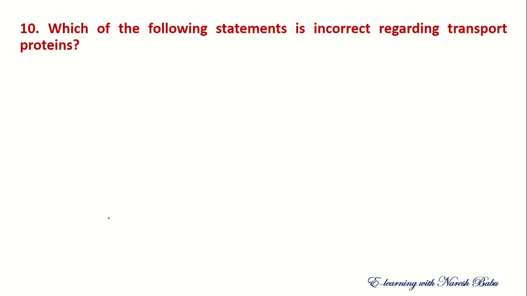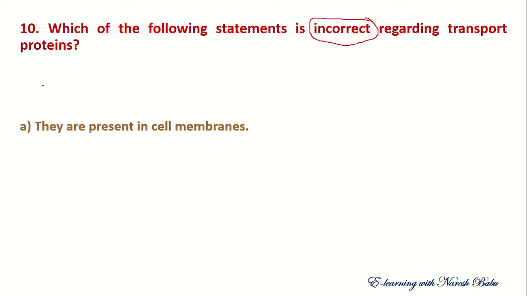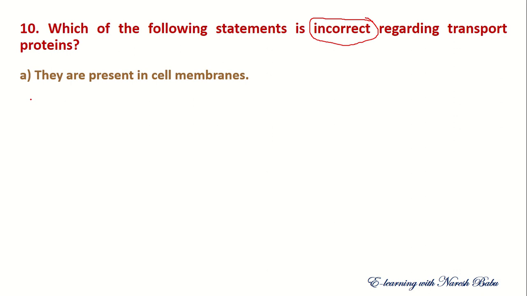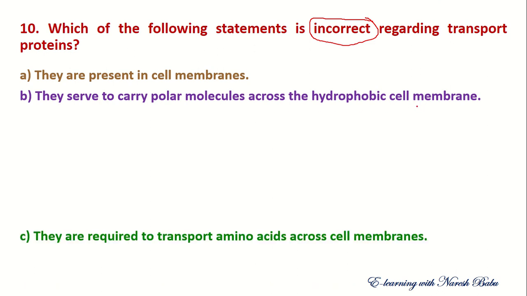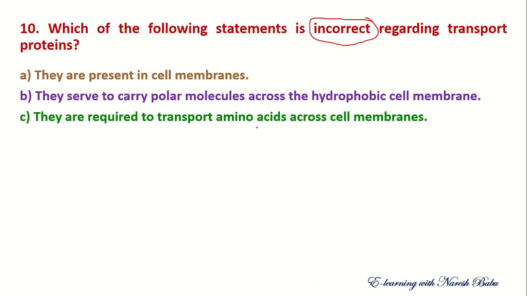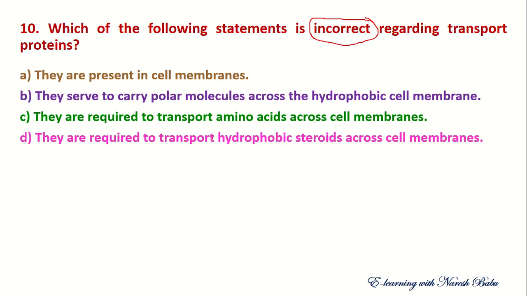And question 10, which of the following statements is incorrect regarding transport proteins? So we should clearly see that it asks for the incorrect statement regarding transport proteins. You can see the options given: they are present in cell membranes; they serve to carry polar molecules across the hydrophobic cell membrane; they are required to transport amino acids across cell membranes; and they are required to transport hydrophobic steroids across cell membranes. So among these four, we should find out which is the wrong one.